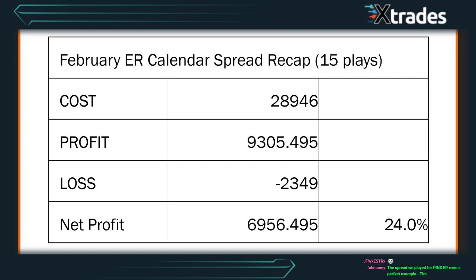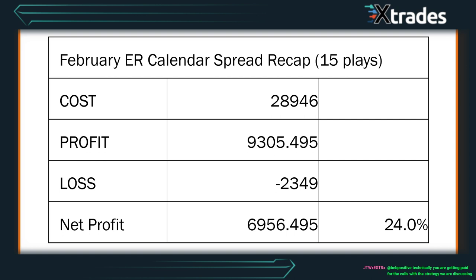Another note I want to talk about here is this loss of $2,349. This is assuming that the plays I'm still holding are going to $0. So if you've been following the alerts that I've been posting on ER calendar plays, this includes Fastly as well as COTY. So I'm still holding both of those. I think COTY actually has a chance to go in the money.